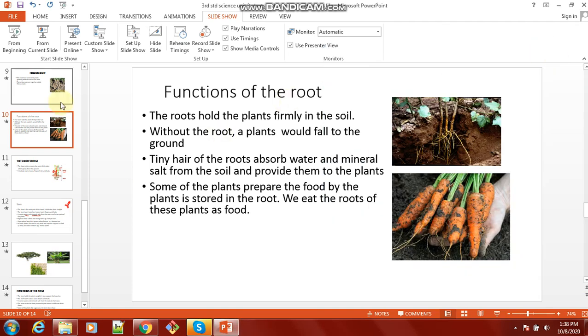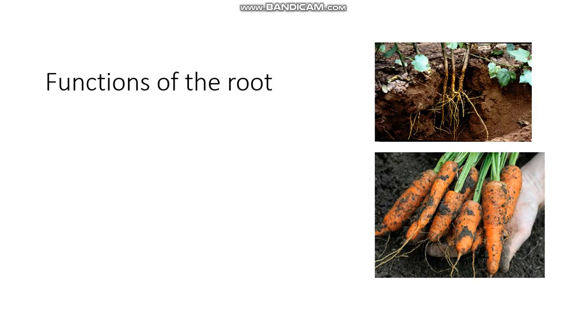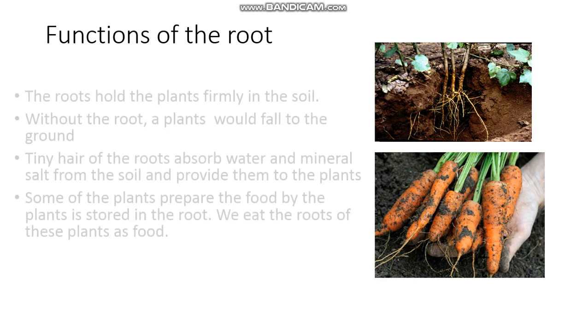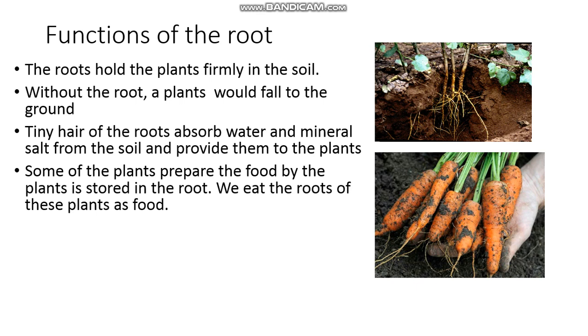Good morning, children. In the last class, we studied the functions of the root. Root is very important to hold the plants, and it supplies the water and mineral salt from the soil to all the parts of the plants. Some roots we eat raw, like carrot and radish. And we have two types of roots: tap roots and fibrous roots.